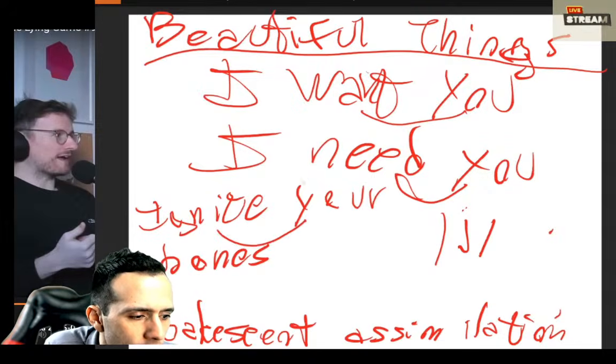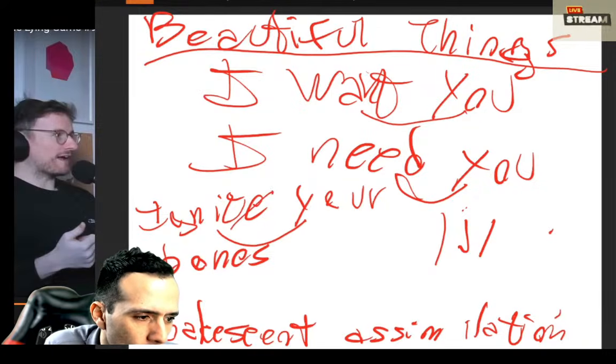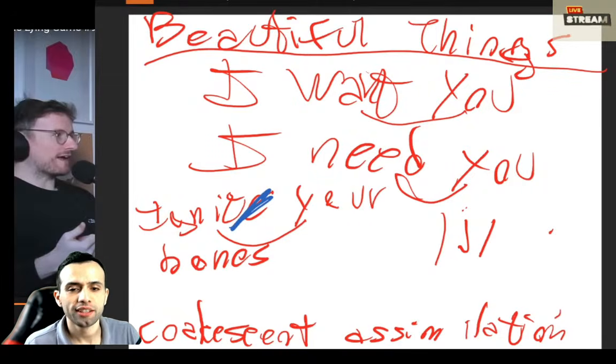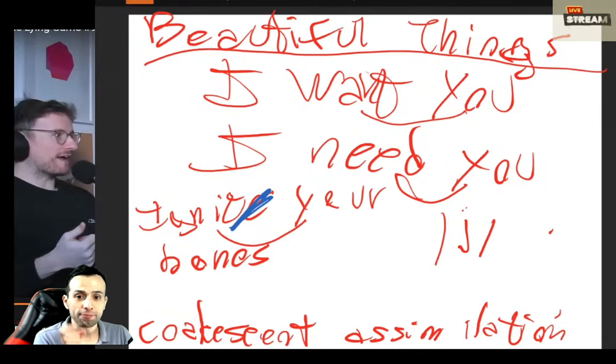Ignite your bones. So this E is silent. We don't pronounce it. Forget about it. We do pronounce the T. Ignite your bones. So you get there, ignite your bones. This is the ch, which is very similar to the Spanish che, cha, right?